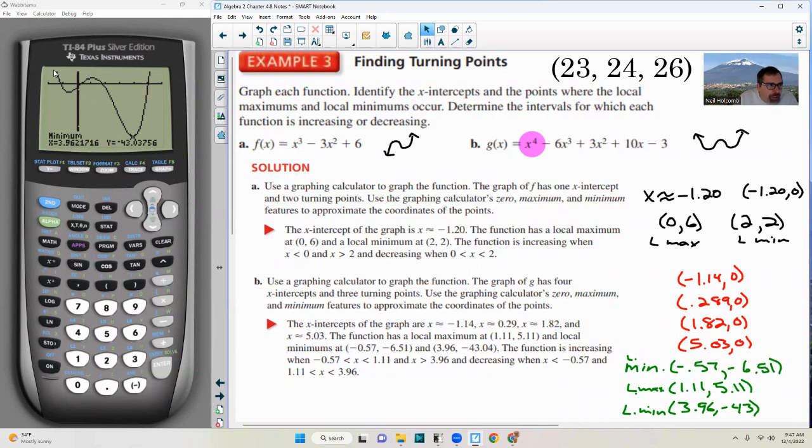And it's decreasing until it gets to negative 0.57. So that's right here. So it's decreasing when x is less than negative 0.57, and when it's between these two, the maximum and the minimum. So it's decreasing between 1.11 and 3.96. Okay, so hopefully that makes sense to you. So now you should be able to do problems 23, 24, and 26.